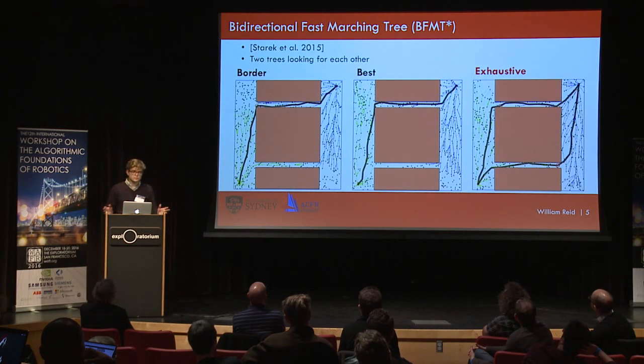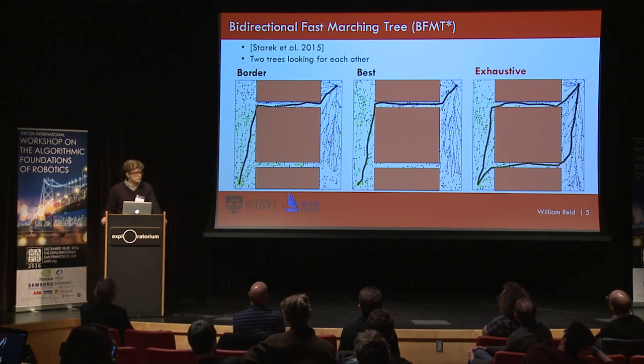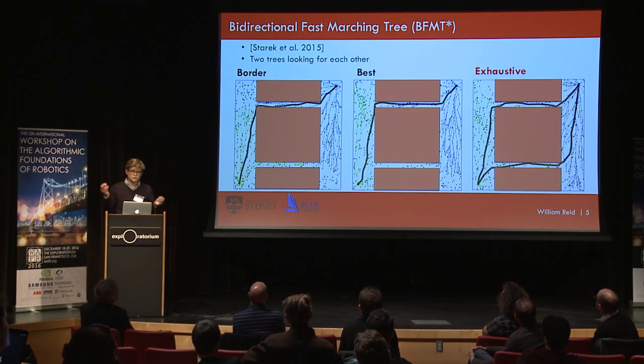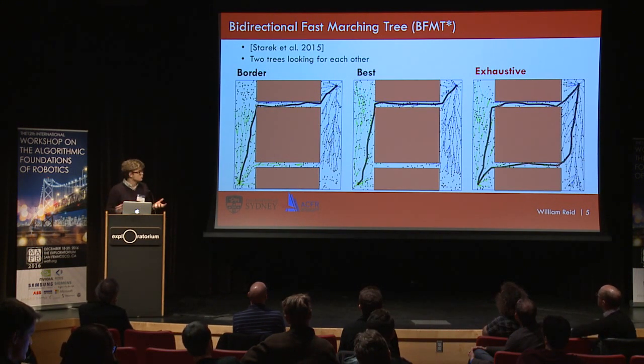And the FMT star was done by Janssen et al., and then this was iterated on by Starek et al. in 2015 to a bidirectional fast-marching tree. And basically what this is doing is growing two fast-marching trees from the goal and initial configurations, and they propose different termination conditions. We propose a new termination condition called the exhaustive termination condition, where we find a termination and then we continue to search by finding multiple candidate paths, and we use this in our hierarchical framework.